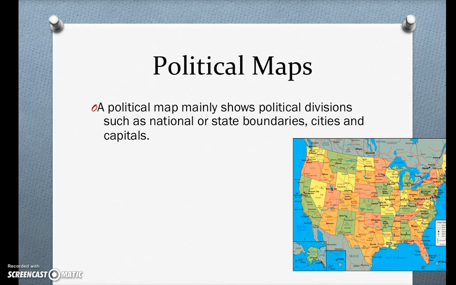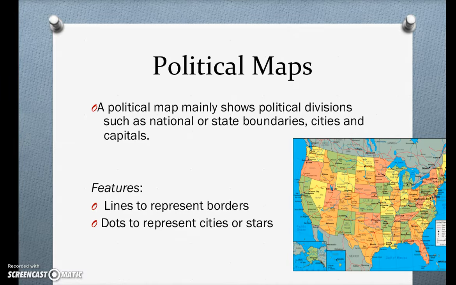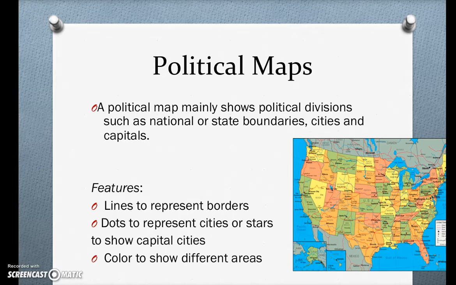A political map mainly shows political divisions such as national or state boundaries, cities, and capitals, and its features include lines to represent borders, dots to represent cities, or stars to show capital cities, and colors to show different areas.